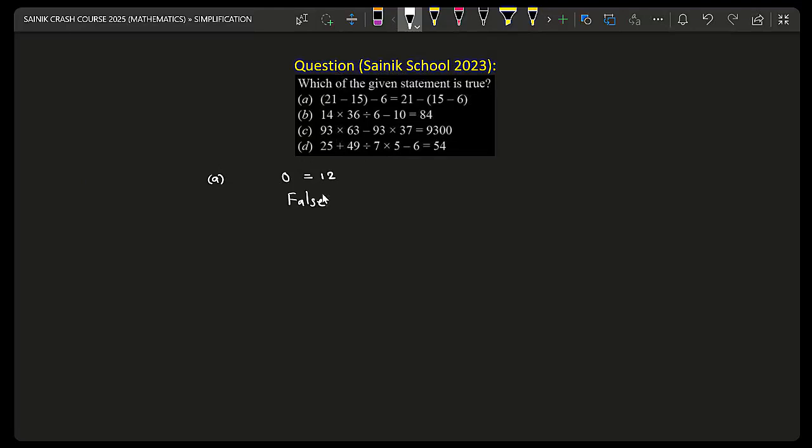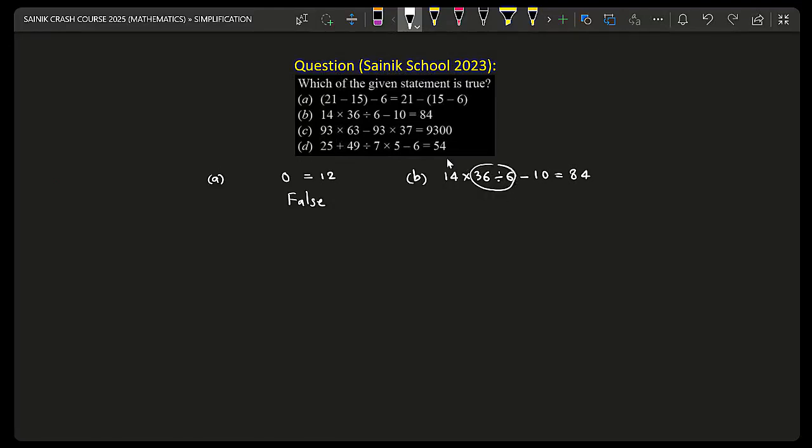Next, option B: 14 into 36 divided by 6 minus 10 is equal to 84. So the LHS we have to simplify. Four different operations are there. Again you go for V-BODMAS. Is there any vinculum? No. Bracket? No. Of? No. Division? Yes. So we have to deal with this first.